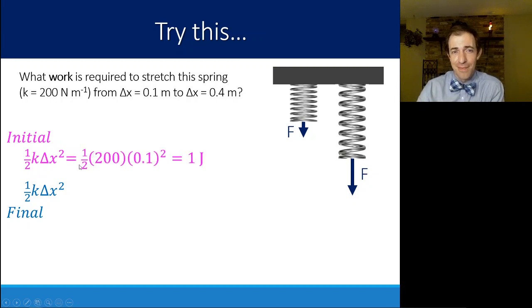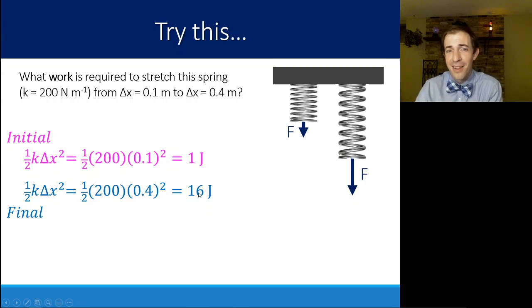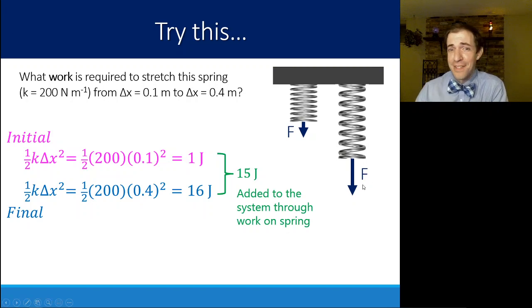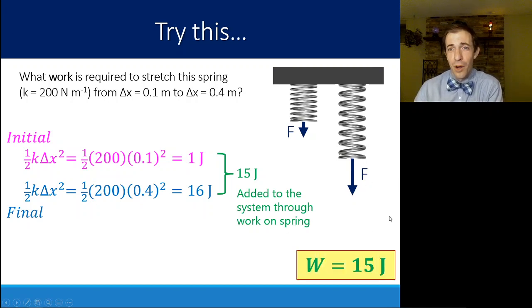My initial energy is 1/2 times 200 times 0.1 squared. That's just 1 joule. My final energy is 1/2 times 200 times 0.4 squared, 16 joules. The delta in between, the amount of energy that was added to the system, is 15 joules. As we talked about before, work is our way of adding energy to the system. So the work is 15 joules. That's how much energy was added to the system with work on the spring.